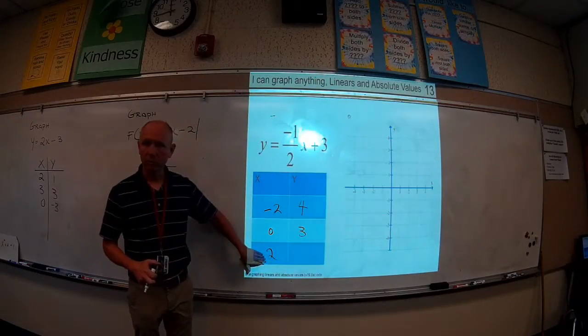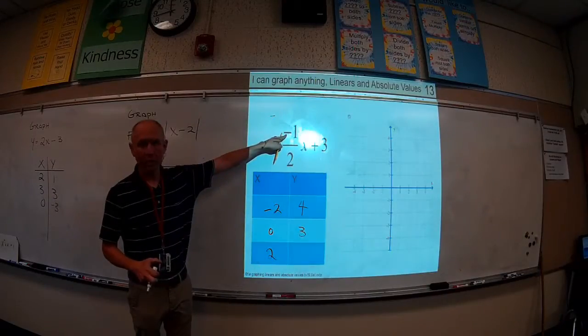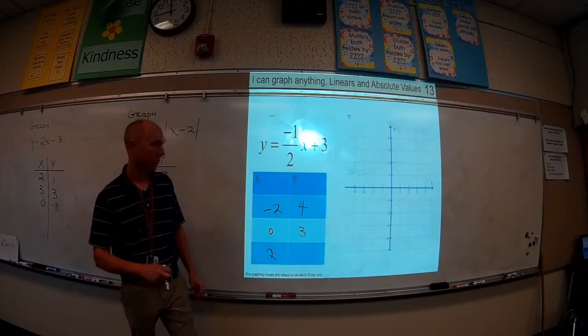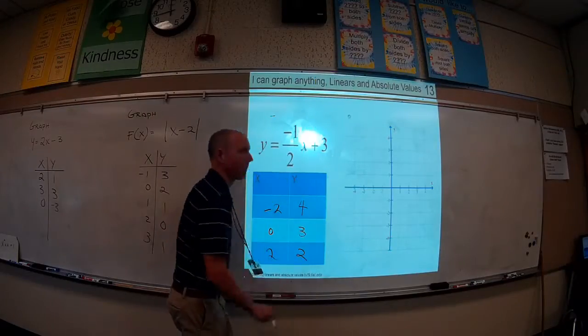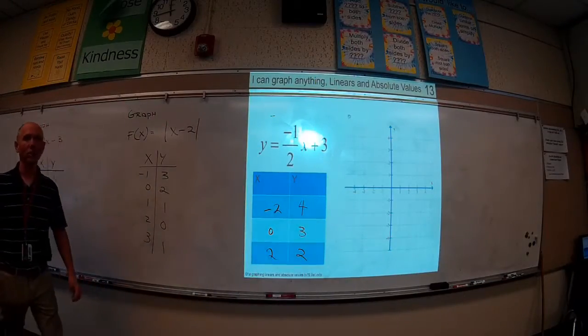Bradley, what's half of 2? 1. But it's a negative, which makes it -1 plus 2. 2. Go plot it. You just caught the shape.